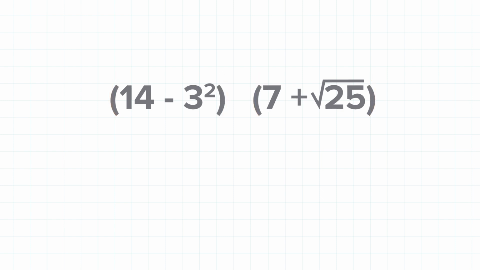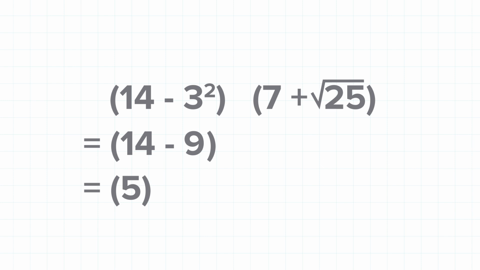Okay, let's try it. Inside the first parentheses, we have 14 minus 3 squared. Now we handle the exponent first because it has priority. 3 squared is 9, and 14 minus 9 equals 5. Now for the second parentheses, here the radical has priority.